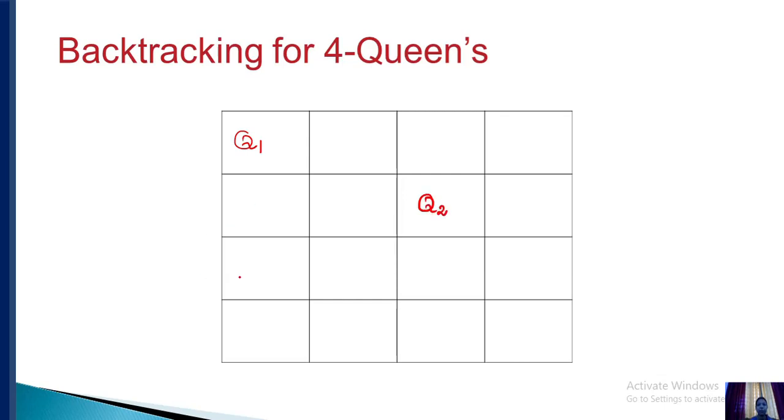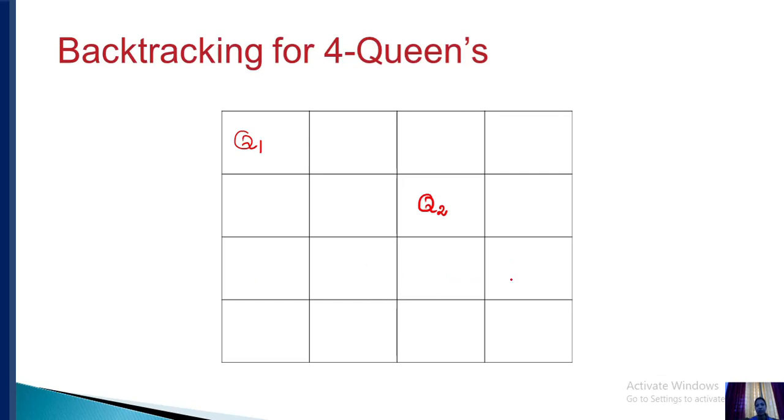Okay, let us move to the third queen. If I place the third queen in this cell, it will vertically clash with the first queen. If I place it in the second cell, it will diagonally clash with the second queen. Here, if I place it, it will vertically clash with the second queen as well as diagonally clash with the first queen. And if I place the third queen in this cell, again it will diagonally clash with the second queen. So there is no solution for the third queen to be placed in this particular row.